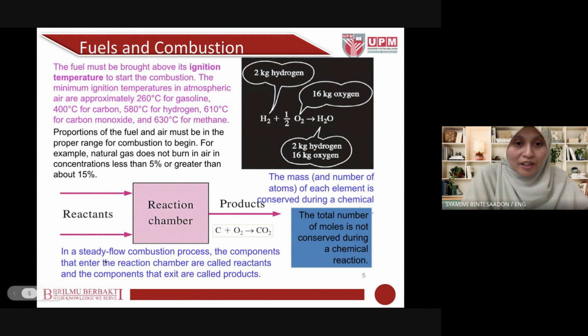In a steady flow combustion process, the components that enter the reaction chamber are called reactants, and the components that exit are called products, before and after the combustion process.